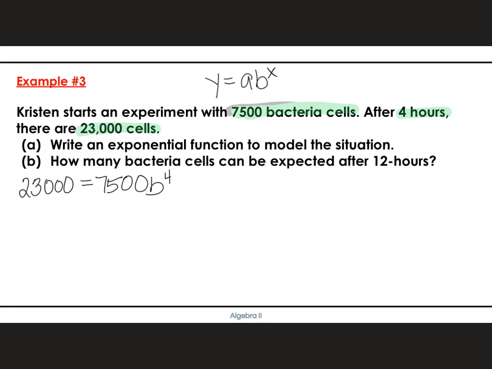So for part A, this is my equation. It says 23,000 is equal to 7,500 b to the fourth. So this is A. Okay, so we need to figure out what b is, because if I don't have a b, then my equation is not complete, because we can't have any variables in our equation except for x and y, right? So we have to use this information to solve for b. Okay, so the first thing I'm going to do is divide by 7,500.